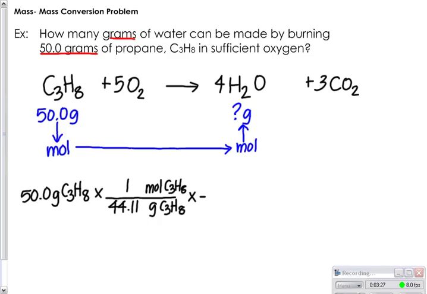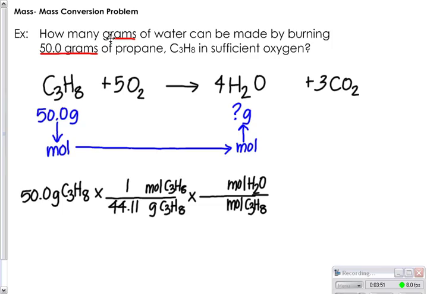The next conversion is to go from moles of C3H8 to moles of H2O. Since I'm converting to moles of H2O, I put that on the top. I want to get rid of moles of C3H8, so that goes on the bottom. And this is the one step where you have to look at your balanced equation to figure out what you're going to do. You look at the coefficients.